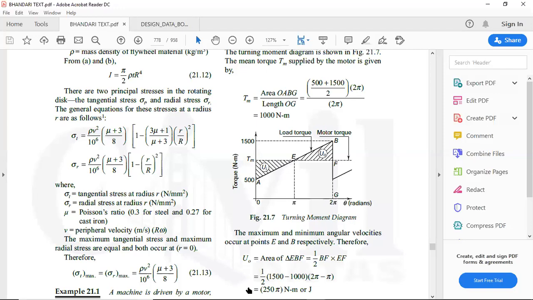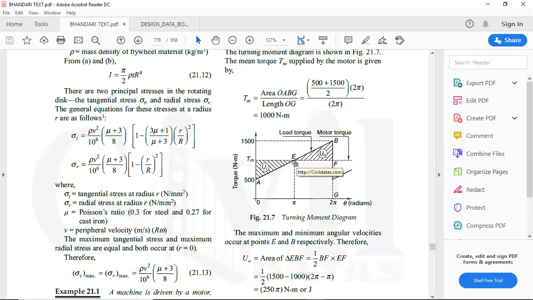Are you getting my point? Whatever is specified there is given as the giving. That is U out and U in. That is what is marked here. This flywheel has to give to the system, and this flywheel will be getting from the work. So the flywheel has to store this much of energy only.